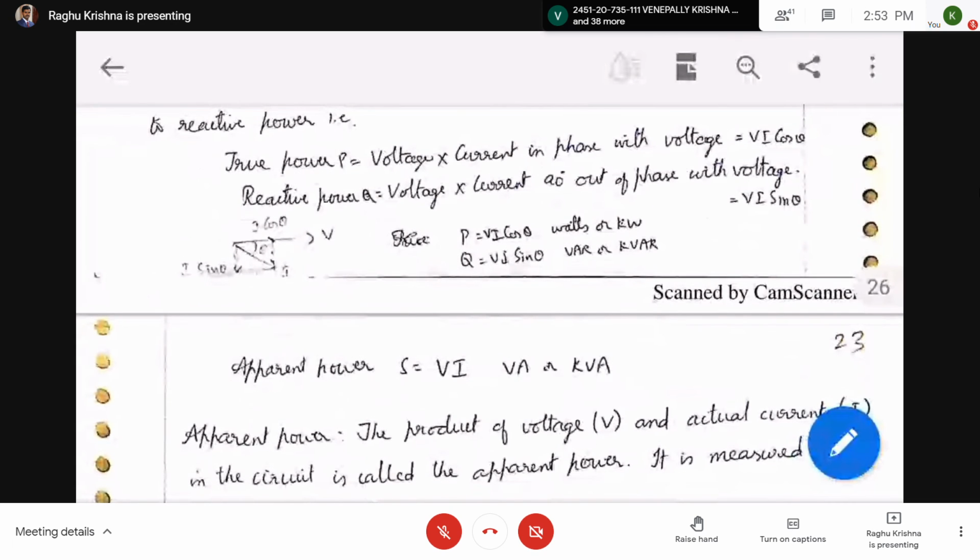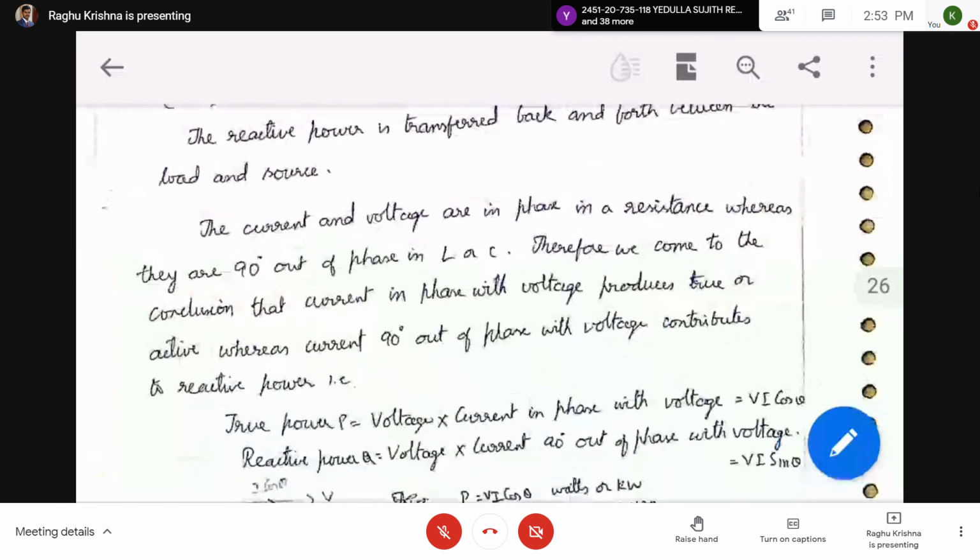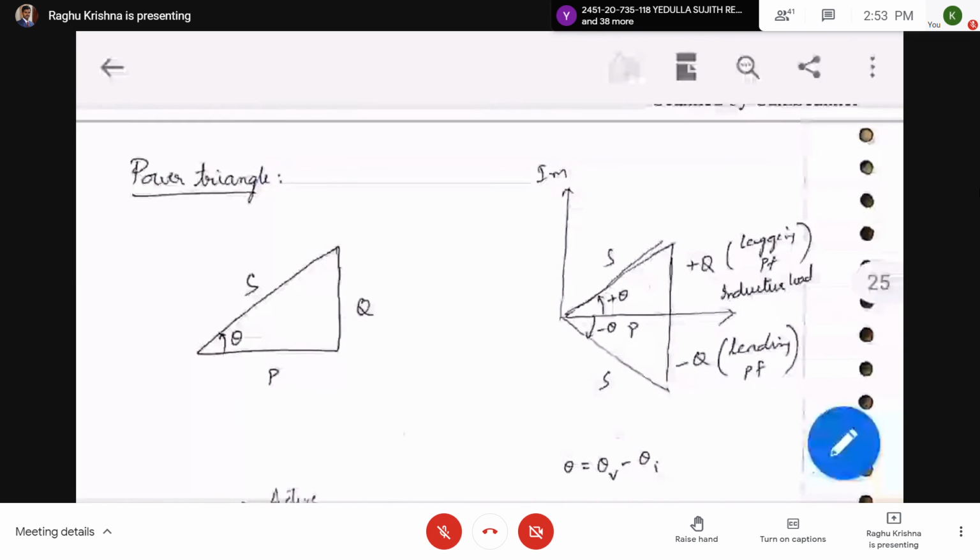Next we have the apparent power. Apparent power is the product of voltage and the actual current I in the circuit. The units are volt ampere. Now here you can have the power triangle. The horizontal line is the power, the vertical line is Q. Q will be positive if inductive reactance is more.